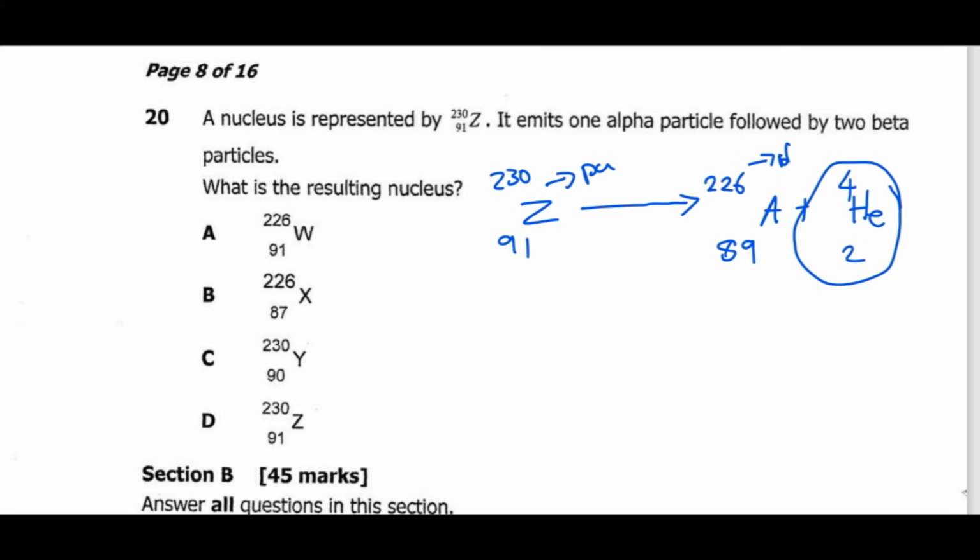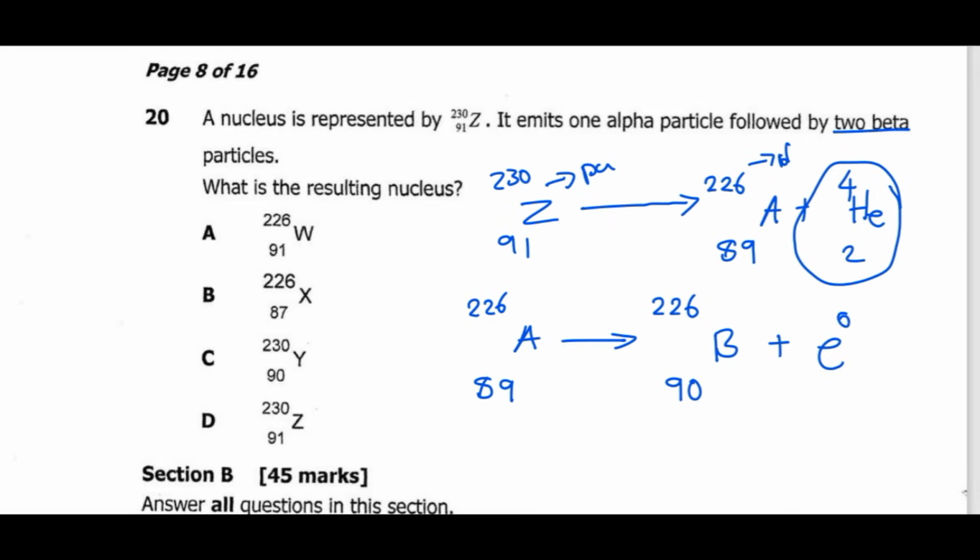Now for the second decay, the daughter atom now will become our parent. So we have 226, then 81. Now remember, followed by 2 beta. So let's look at the first. Now under beta decay, the mass number does not change, the atomic number increases by 1. So we go to 90, then we'll just say B plus C.